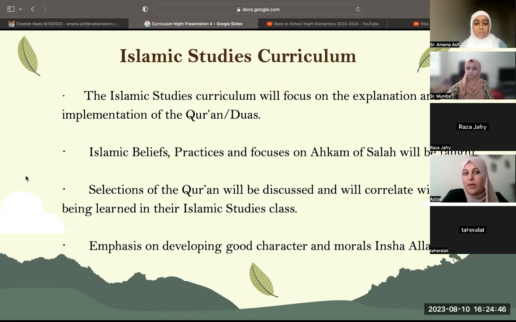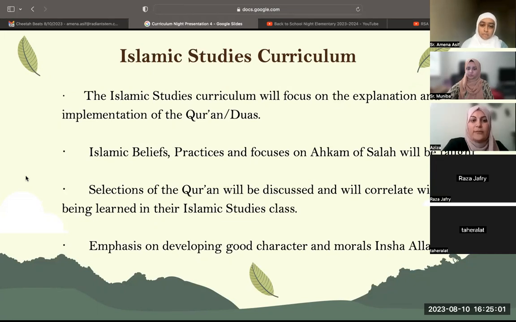Also, selections of the Quran will be discussed and will correlate with what is being learned in the Islamic studies class. So during the Islamic studies lessons, we're going to discuss some ayat, depending on the lesson they are learning. We emphasize developing good character and morals, inshallah. We are heavy and work a lot on tarbiyah, inshallah. May Allah help us achieve it.